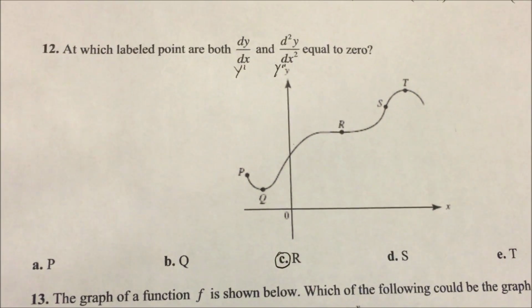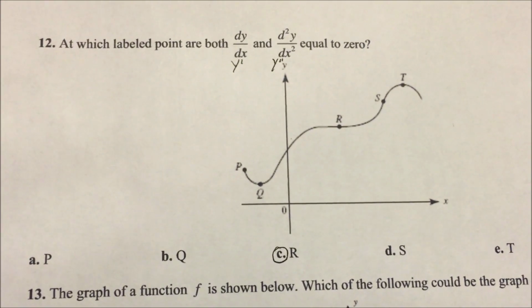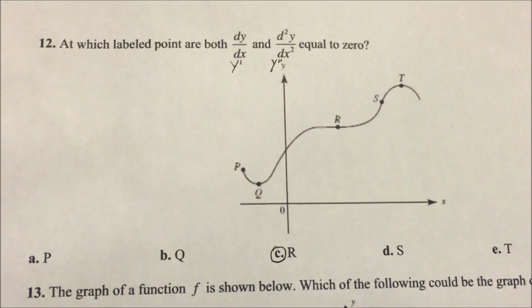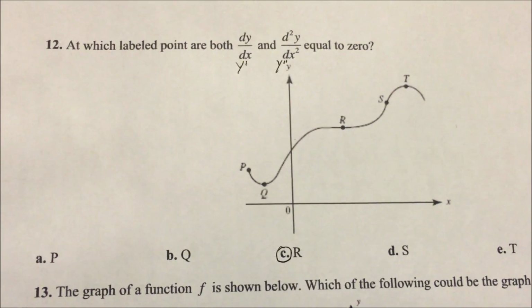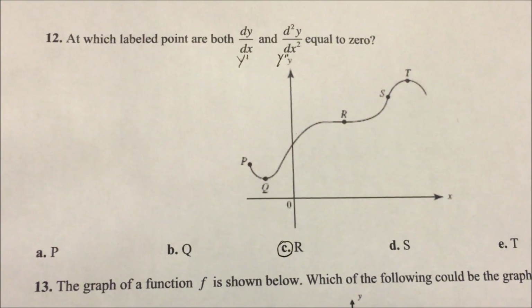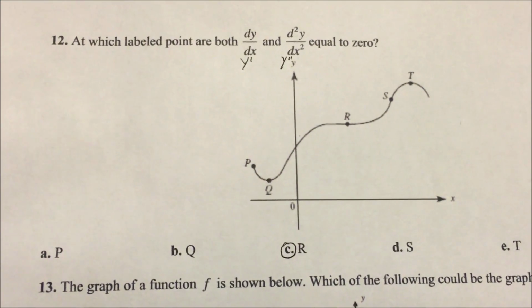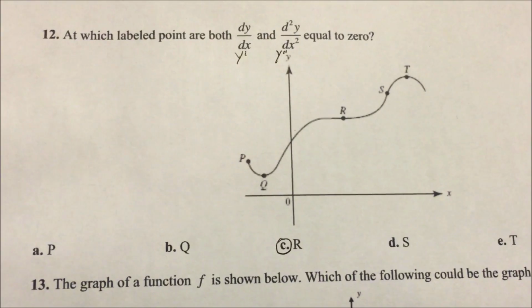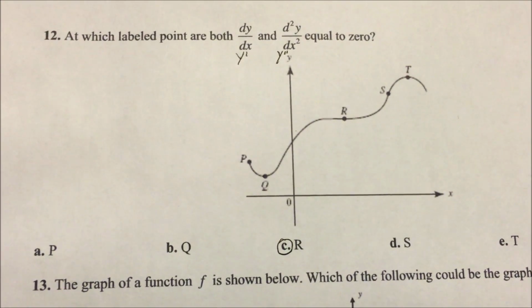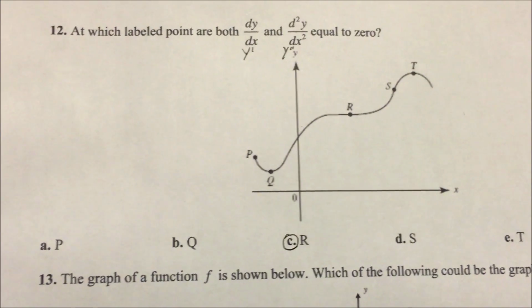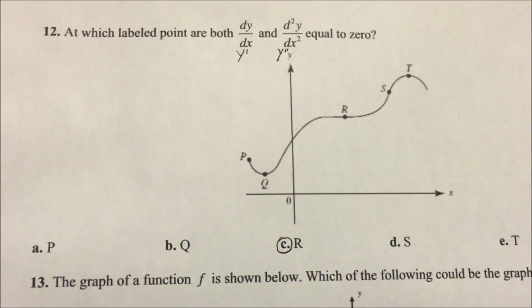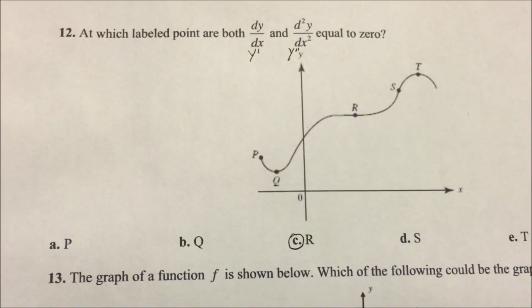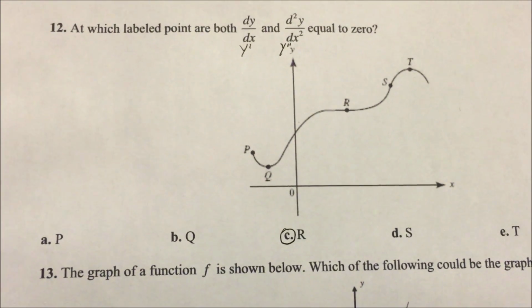And so if you want y double prime equal to 0, first of all, you need to understand that this is basically looking for an inflection point where the graph is changing from either concave up to concave down or concave down to concave up. So in this case, the only reasonable answer is C, R, because Q basically just shows that it's a concave up curve because it's a local minimum, and T is a concave down curve, which is also the local maximum.